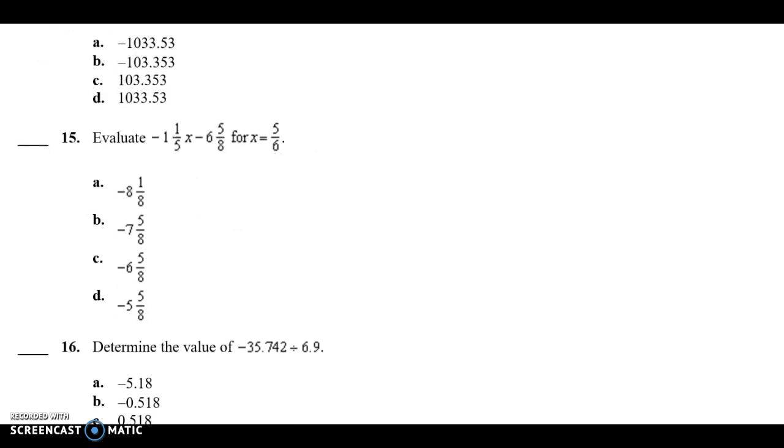Number 15. Evaluate negative 1 1/5 x minus 6 5/8 for x equals 5/6. A. Negative 8 1/8. B. Negative 7 5/8. C. Negative 6 5/8. D. Negative 5 5/8.